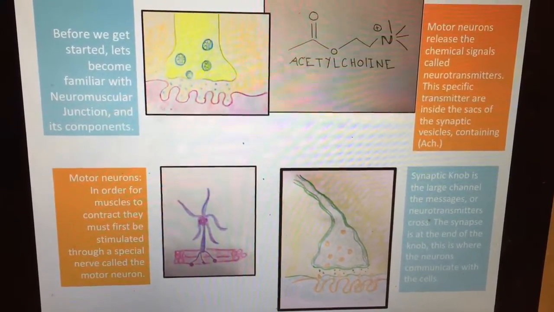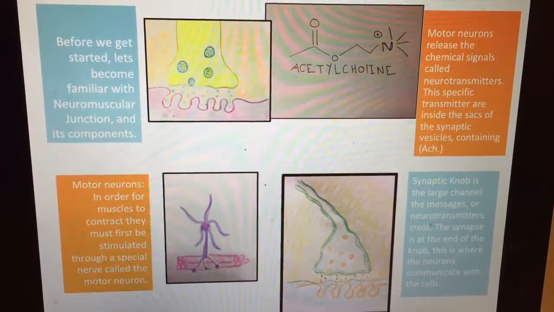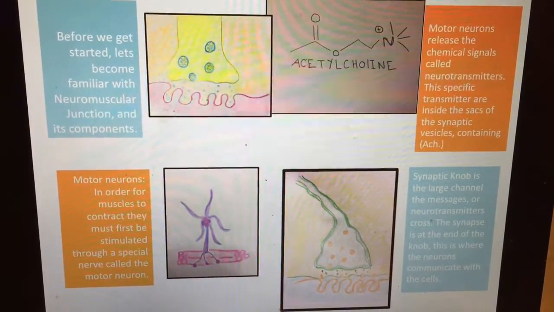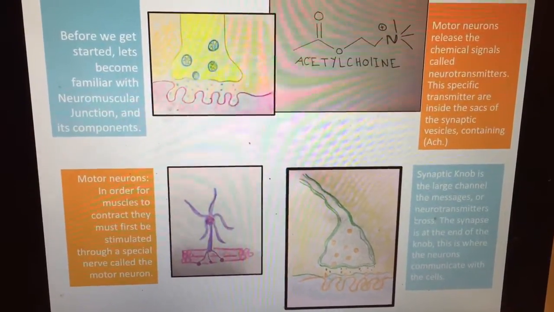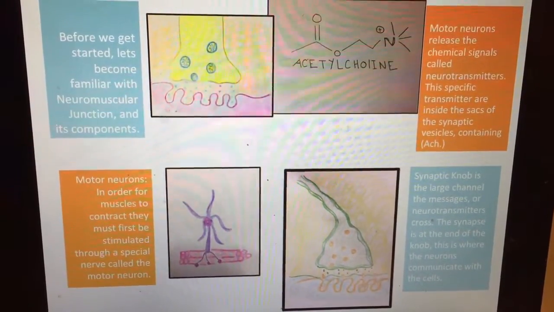Motor neurons release the chemical signal called neurotransmitters. These specific neurotransmitters are inside the sacs of the synaptic vesicles, containing ACh. ACh is a specific neurotransmitter.